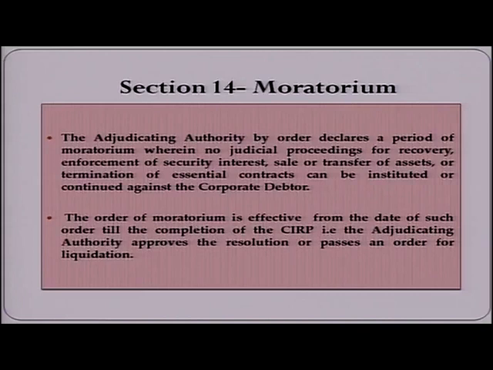So Section 14 of the code is regarding moratorium. It defines moratorium as the adjudicating authority by its order declares a period of moratorium wherein no judicial proceedings for recovery, enforcement of security interest, sale or transfer of asset or termination of essential contracts can be instituted or continued against the corporate debtor. So Section 14 moratorium basically states that there cannot be any legal proceeding against the corporate debtor after the initiation of CIRP, and there cannot be any alienation or transfer of assets during this moratorium period.